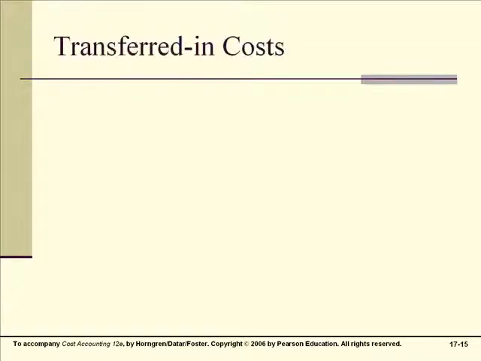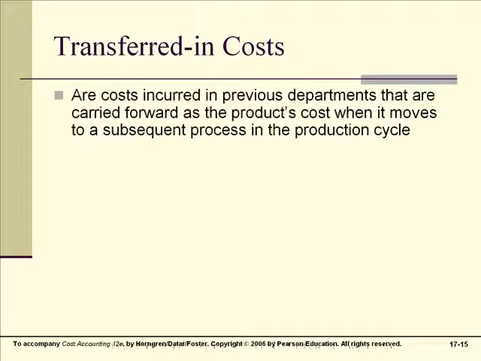Our last slide dealing with process costing deals with transferred in cost. Transferred in costs are costs incurred in a previous department that are carried forward as the product's cost when it moves to a subsequent process in the production cycle. So the only time you have transferred in cost is when in your costing system you have separated or segregated various processes so that there is more than one. Then we have to deal with this issue of transferred in cost.